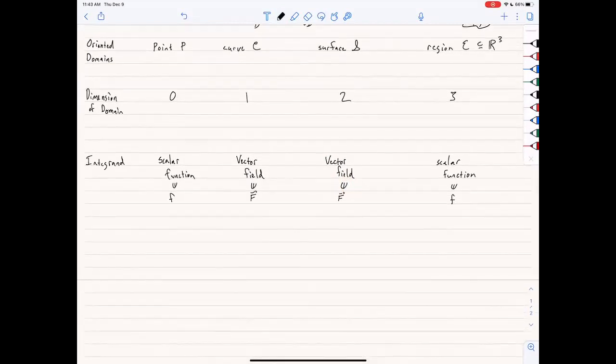Now, how do we do the integrals? What are the integrals? Well, if we're going to integrate over a zero-dimensional space, and our point P is oriented, positive or negative, we just evaluate. This is our integral. And depending on the orientation of P, we either put a plus or a minus there.